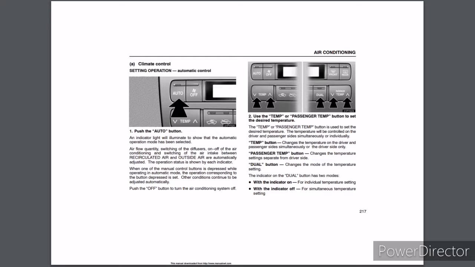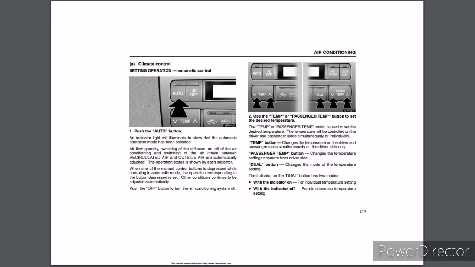Setting operation. Automatic control. Step 1. Push the auto button. An indicator light will illuminate to show that the automatic operation mode has been selected. Airflow quantity, switching of the diffusers, on/off of the air conditioning and switching of the air intake between recirculated and outside air are automatically adjusted. The operation status is shown by each indicator.